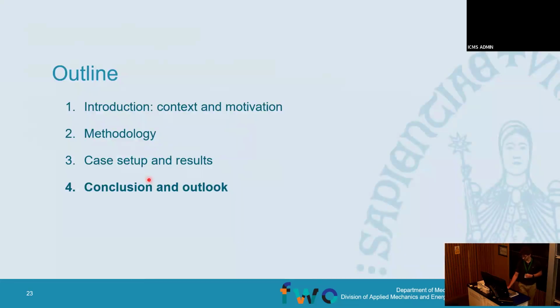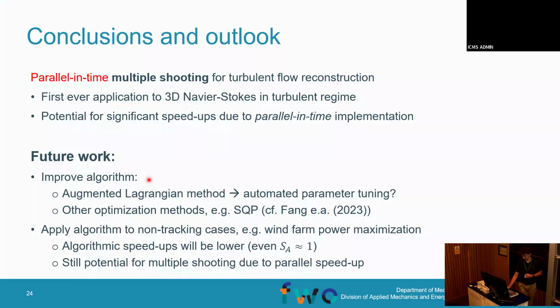And that brings me to the end of the presentation. So some conclusions. I presented the parallel and time multiple shooting algorithm for the three-dimensional Navier-Stokes equations in the turbulent regime. Seemed to work. I think I've shown the potential of the approach, especially for the full field cases. That was really working quite nicely. But there is some future work to be done to also get the algorithmic speedups up for the more realistic cases like this LiDAR case.